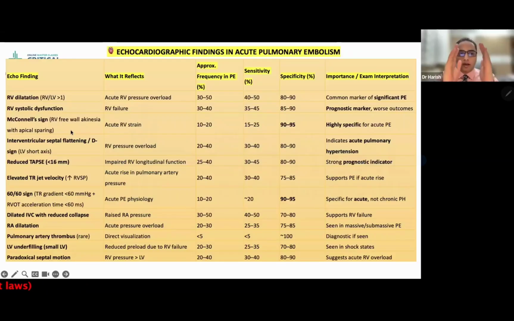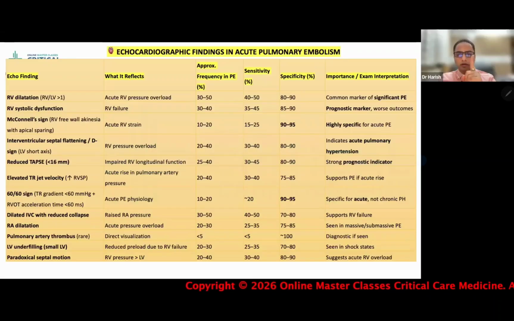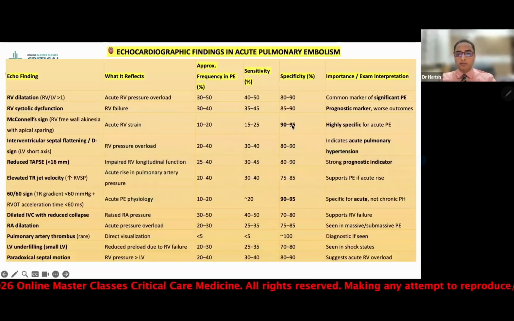McConnell sign. So RV free wall hypokinesia or akinesia with apical sparing. So the apex is moving well, but the free wall is hypokinetic or not moving at all. So that suggests an acute RV infarct. Again, it is happening only in 10 to 20% of patients. These are all not common. Like even S1, Q3, T3 is also around 10 to 20%. But very good specificity, around 90 to 95%, not sensitive, highly specific for acute PE.